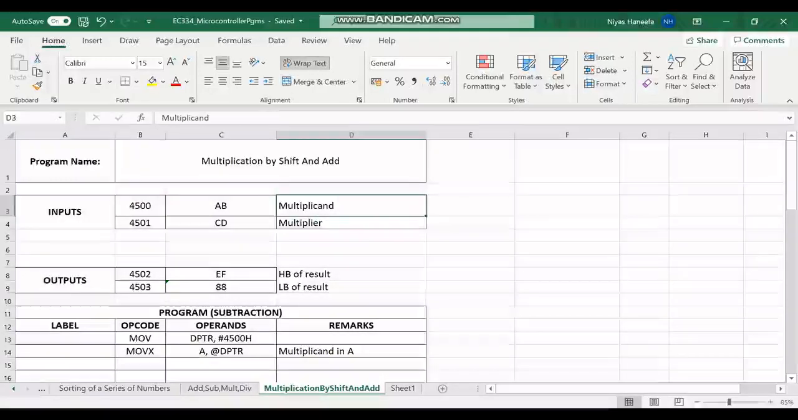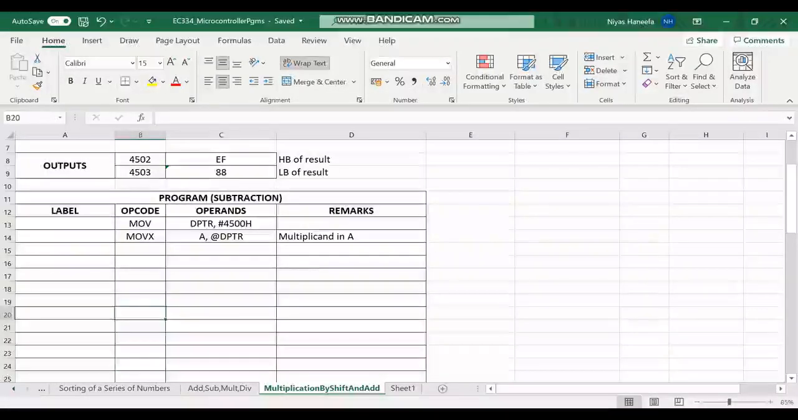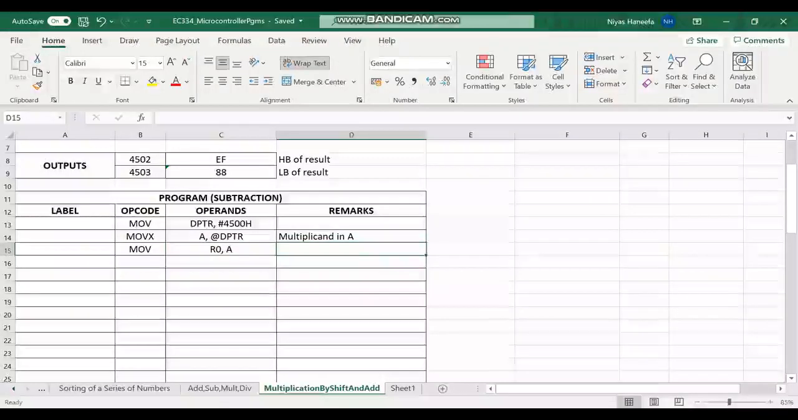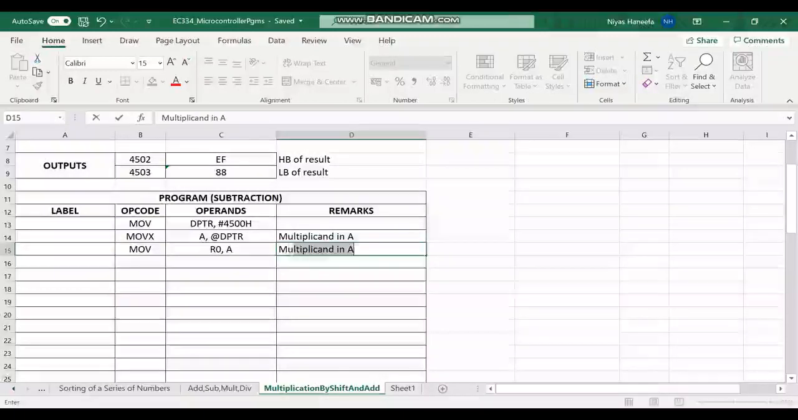Like we have already done, we will be defining the input. In this case, we have two 8-bit numbers. One is the multiplicand, the other is the multiplier. Then the next subsequent locations we are allotting for saving the result, which will be 8 by 8, so it will be 16 bits. We will have 2 bytes. So we'll load the first number, the multiplicand, in A. Let us save it to one register. MOV R0, A. So this is the register where we have the multiplicand. So the multiplicand we have saved in R0.